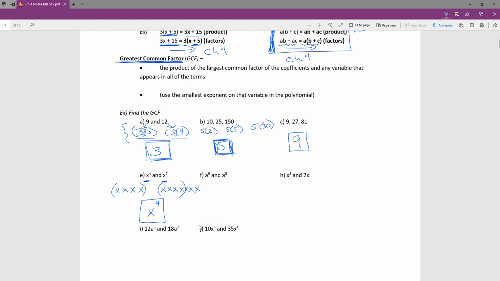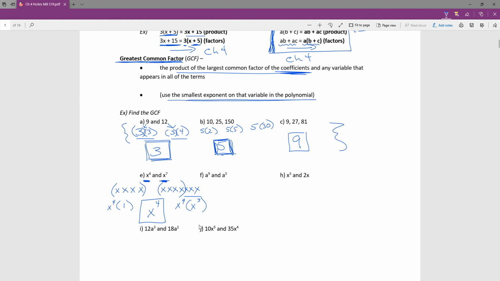If I divided x to the fourth out of this, I'd be left with a 1. If I divided x to the fourth out of this, I'd be left with 3x. And so if you wanted to show it that way, you could do x to the fourth and 1, and x to the fourth and x cubed. It says at the top here, the greatest common factor is the product of the largest common factor of the coefficients. So that's what we're doing with the numbers through this part, and any variable that appears in all of the terms, we're going to use the smallest exponent on that variable.